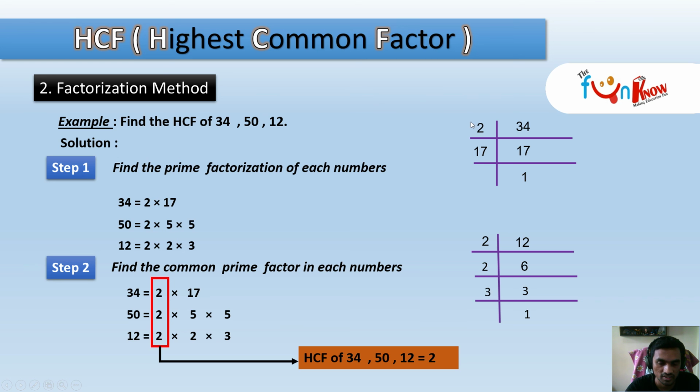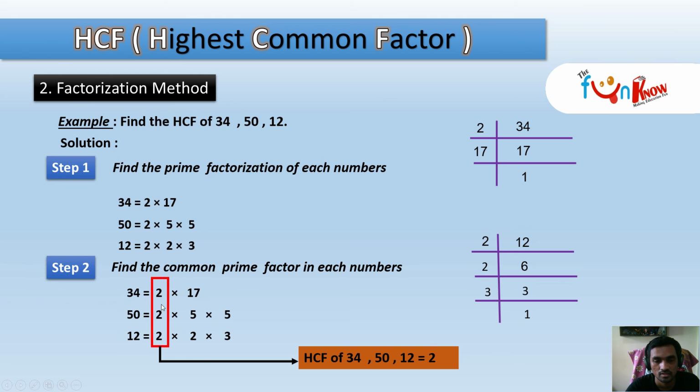So we just take these numbers on the left side. You can see 2 multiplied by 17, 2 multiplied by 5 multiplied by 5, 2 multiplied by 2 multiplied by 3. That's how we found the prime factorization. Once you find it, the next step is to find the most common number which is in all three of them. There is only one number, so it is the number 2. 2 is in all three numbers. So 2 is the HCF of 34, 50, and 12.